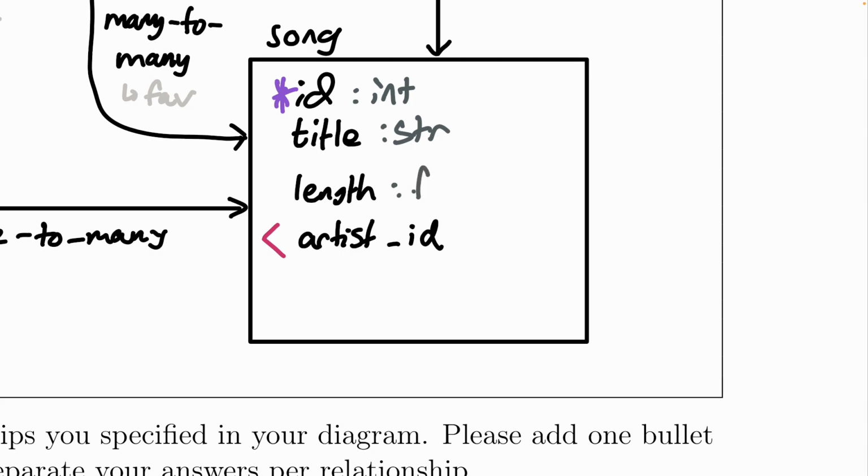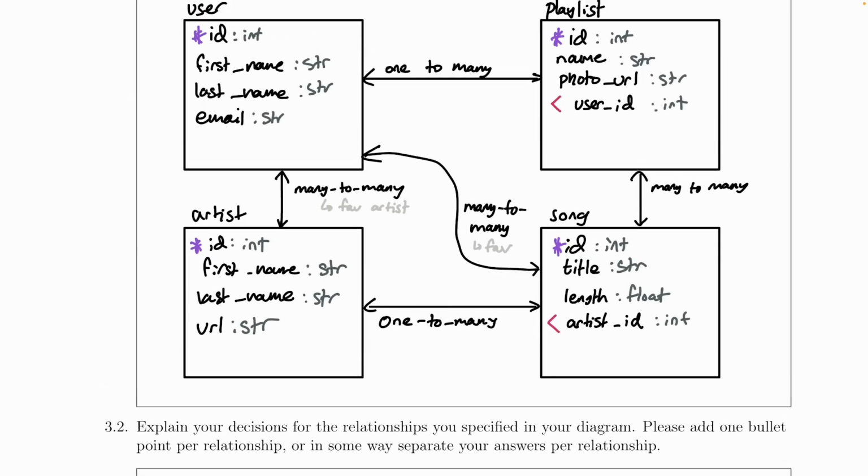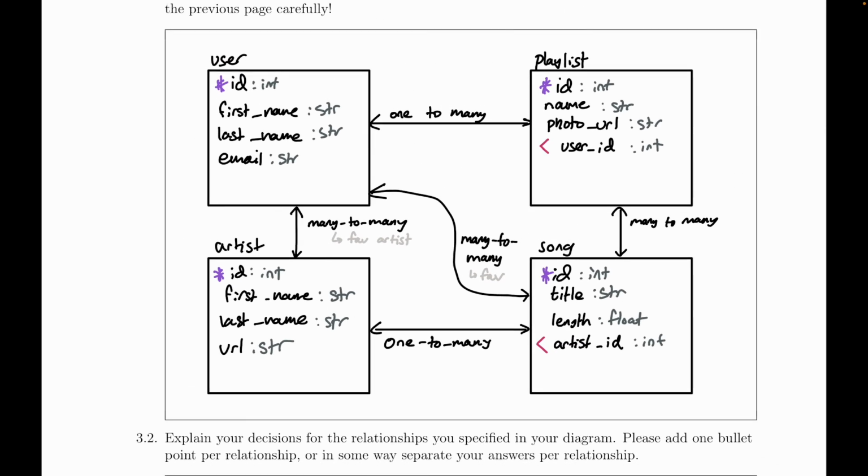I'll call this a float. And then this will be an int. And there we go. That is a diagram between 4 tables. And I have 5 relationships here. You may have more, you may have less, and that's perfectly fine if you have less.